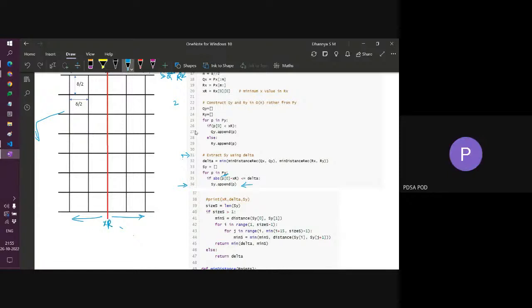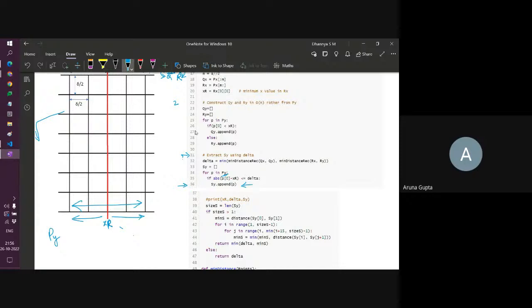This is the XR, no? What is XR? Here XR is the point which is on the right side and it is the nearest one to the division. Yeah, this line, this red line. So why are we doing this kind of thing and why are we comparing it with the delta? So let me just ask you. I want to get all the points inside this band from PY. How will I do that? I have to compare every point.